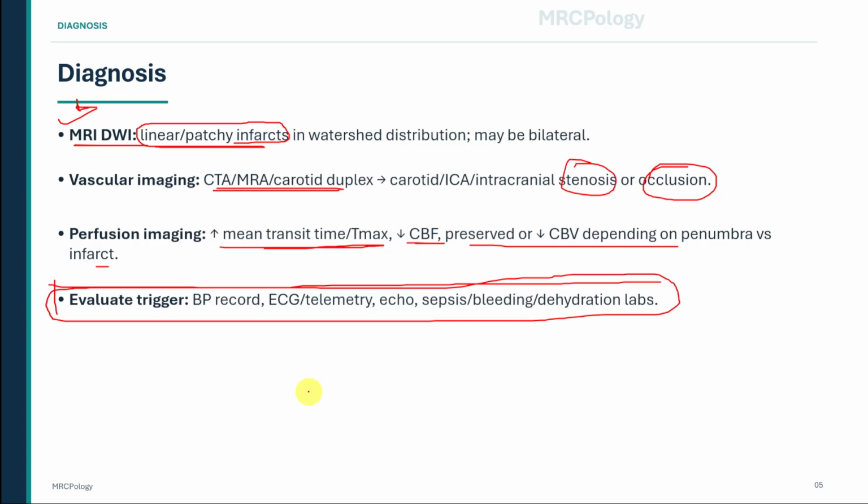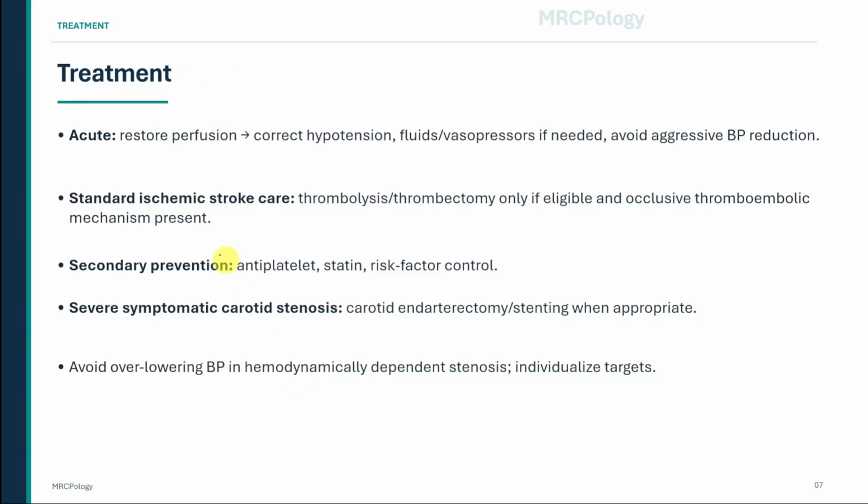Management starts with a simple principle: restore perfusion and avoid making hypoperfusion worse. In the acute setting, correct hypotension. Give fluids if volume depleted. Use vasopressors if needed in shock. Avoid aggressive blood pressure reduction, especially in a patient with hemodynamically dependent, severe carotid or intracranial stenosis. At the same time, treat it as an ischemic stroke. Use standard acute stroke pathways.